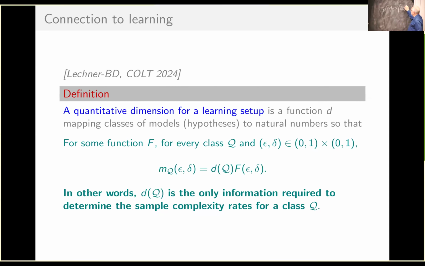The main thing is that all I need to know about the family Q is its dimension. I don't need any other information. And we know that's exactly the case with learning binary labeled functions. If you know the dimension, you don't have to ask yourself anything else about the class. There is a typo here; this should be F of D of Q, epsilon, and delta. All you need to know, in other words, is that D of Q is the only information required to determine the sample complexity of the class Q.